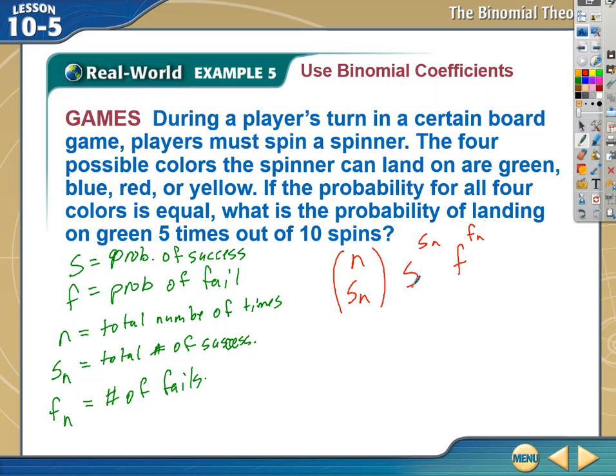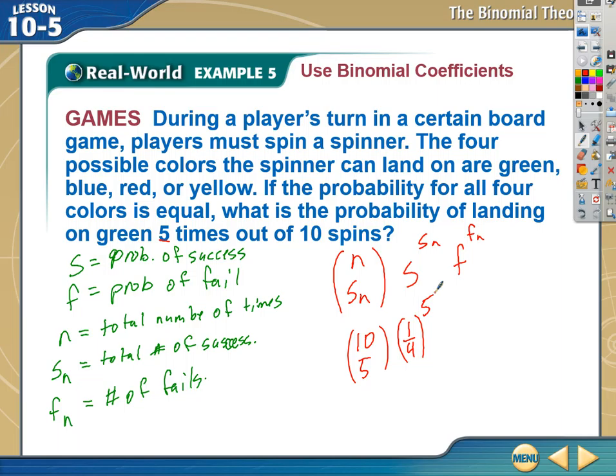Okay, so when I do this example, I'm going to do this example here. So in this example, my total number of spins is 10. My successful times I want to land on green is 5. I plug in here Sn, and so S, so what's the probability of success for S? What's my probability of success? Well, I'm only going to land on green one time as part of 4 of them, right? So being successful means, in this particular situation, I get a green. So getting a green is only a 1 out of 4 chance. Raised to, how many successful times do I need? Oh, 5.